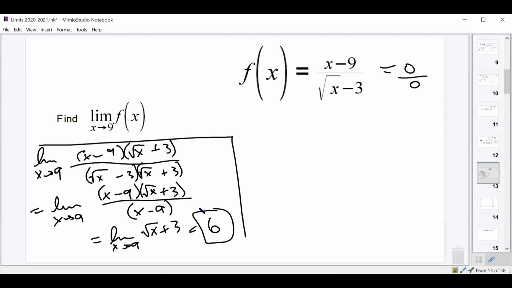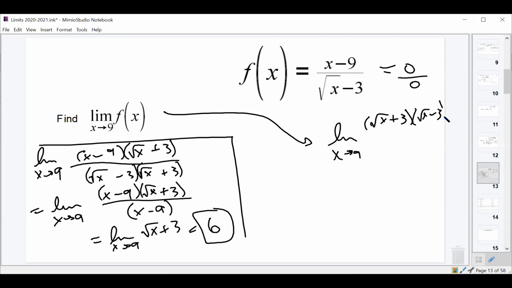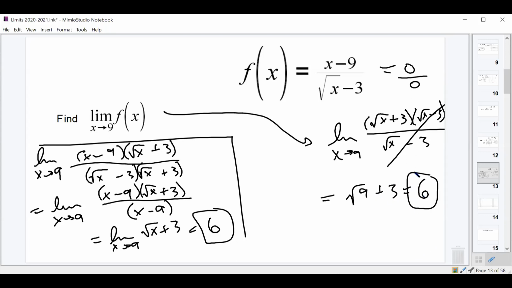All right. Another option that we could have used is we could have just factored the numerator straight away from the beginning. We could have noted that 9 is a perfect square, it's 3 squared, and x is a perfect square, it's root x squared. So this is really just a difference of squares. I could have factored the numerator into root x plus 3 and root x minus 3. The root x minus 3s would cancel, and we'd end up with the same thing, root 9 plus 3, or 6. So either way, we get the same thing.